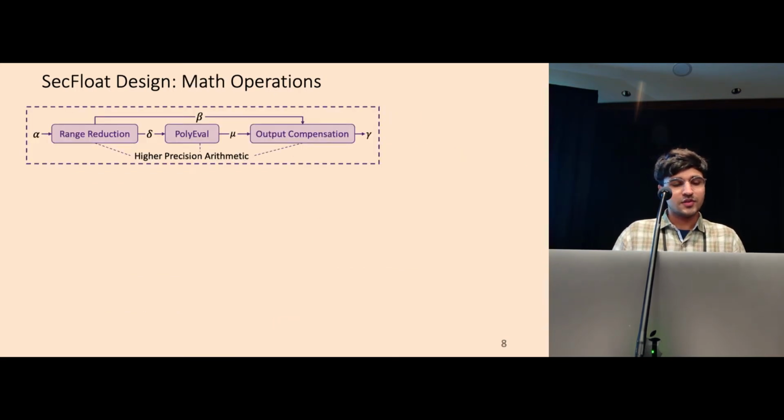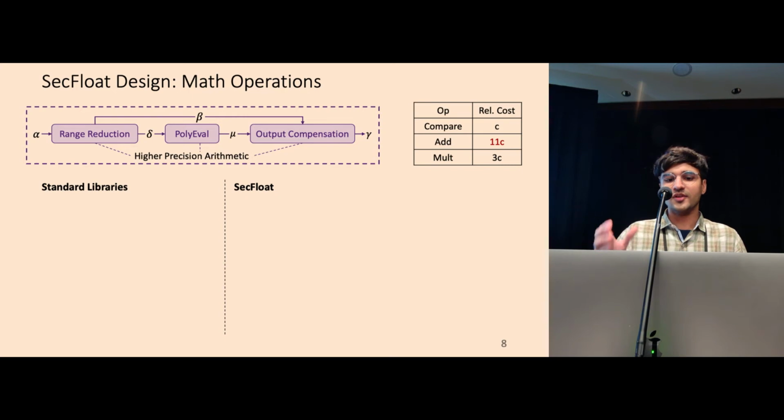Okay. So now moving on to the math operations. Our math operations also follow this three-step procedure like standard libraries. First, there's the range reduction step, which reduces the range of the input. Then there's a polynomial evaluation on that. And finally, the output of polynomial evaluation is adjusted in an output compensation step. We don't have to go into the details of all three steps, but the important point is that all steps introduce some error into the computation. So we have to do this computation in some higher precision so that the errors which are introduced can actually be accounted for. And I also have this relative cost table from the previous slide, just for reference.